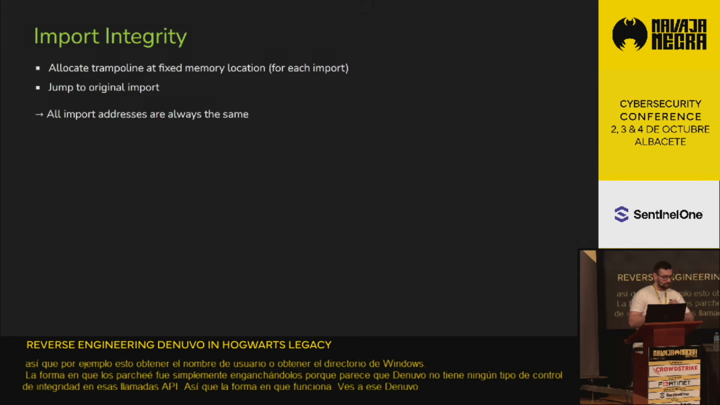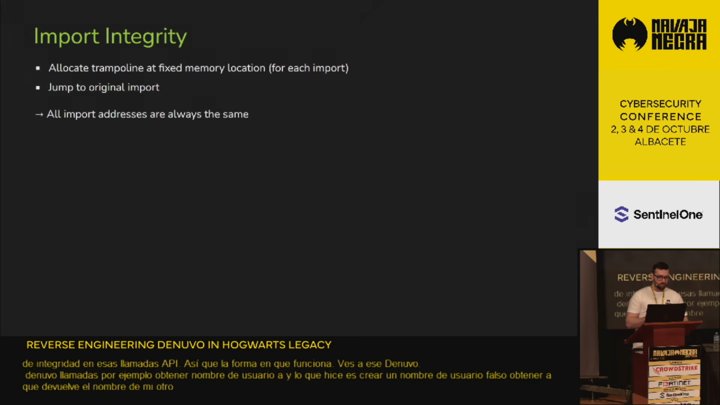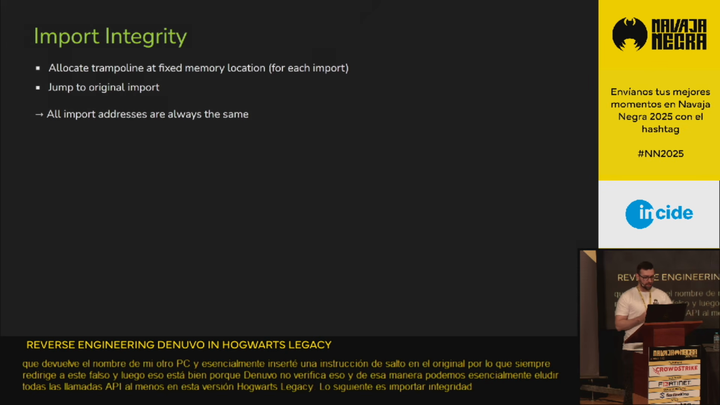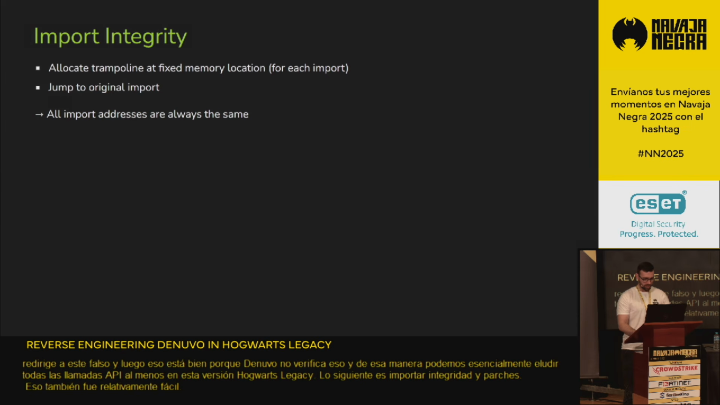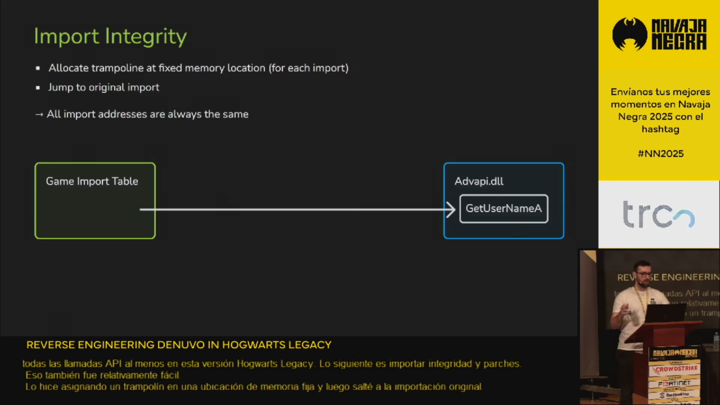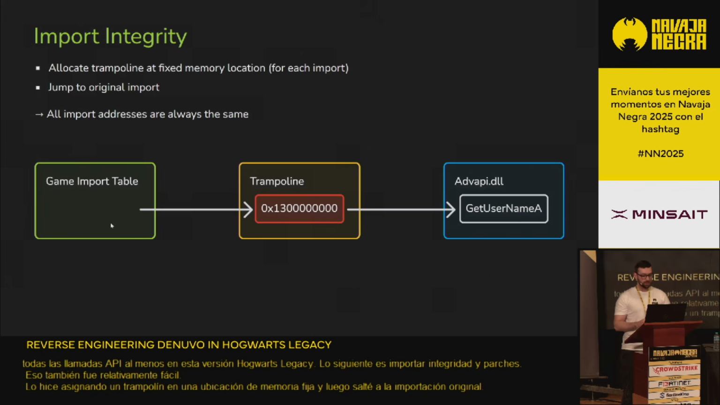The next thing is import integrity. And patching that was also relatively easy. I did that by allocating a trampoline at a fixed memory location, and then I jump to the original import. So you have the game import table, which essentially is a list of all functions from libraries. And what I did was I allocated a chunk of memory at this exact address, and it's always this address. And I just write this address into the game import table.